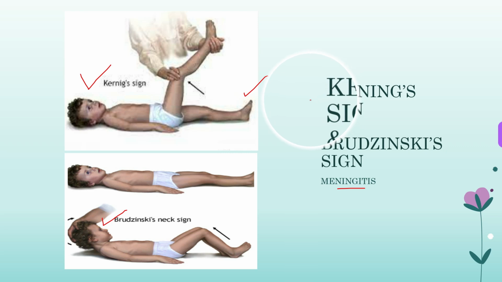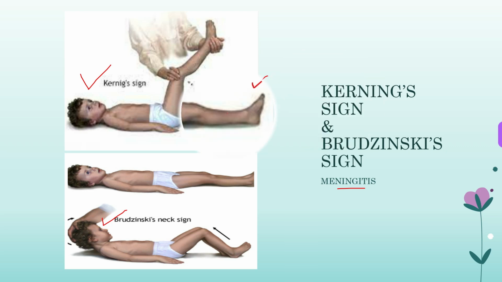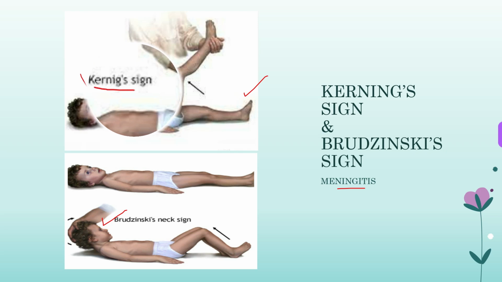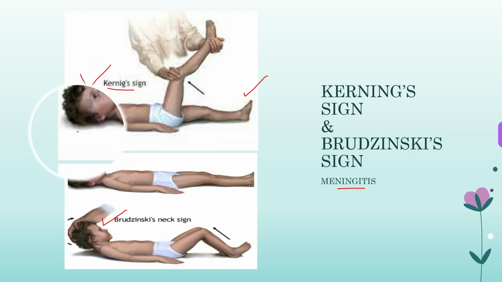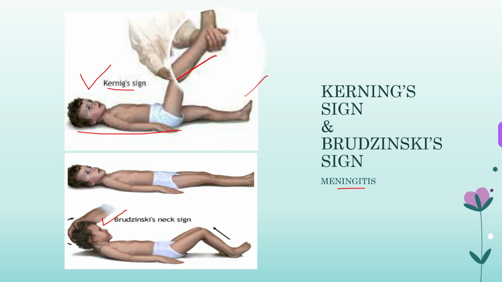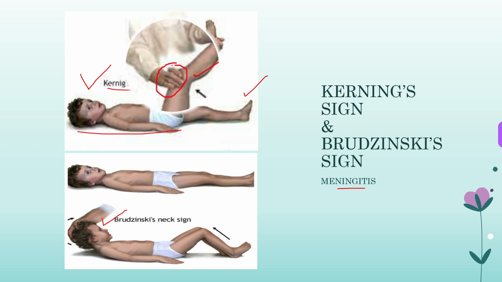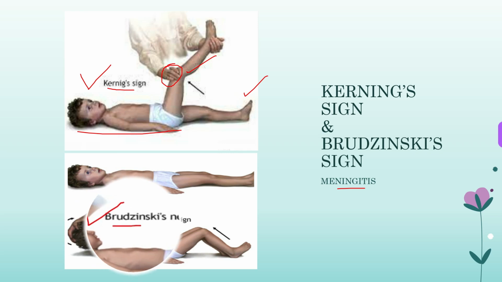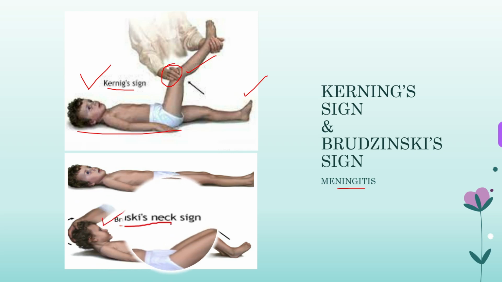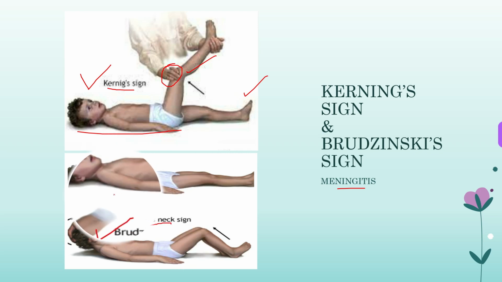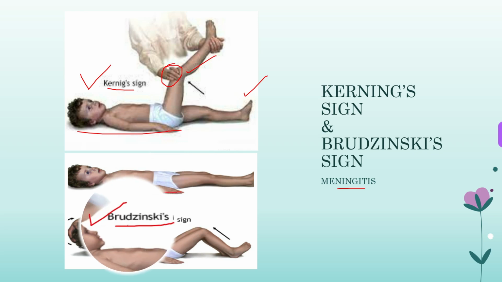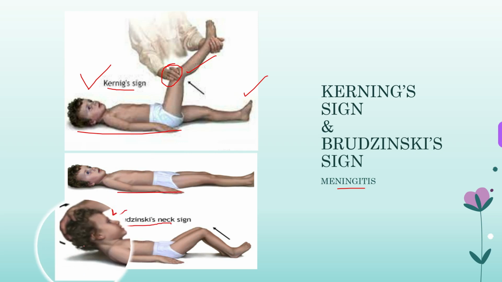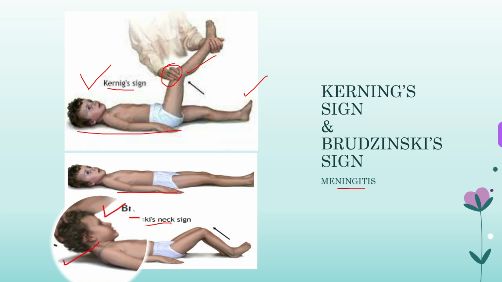Kernig's sign is elicited with the patient in the supine position, the thighs flexed on the abdomen with the knees flexed. Attempt to passively extend the knee elicits pain when meningeal irritation is present. So this is Kernig's sign. Now what is Brudzinski sign? As we all know, this is seen in meningeal irritation, or you can say meningitis. The sign is elicited with the patient in the supine position and is positive when passive flexion of the neck results in spontaneous flexion of the hip and the knees. This is called Brudzinski sign.